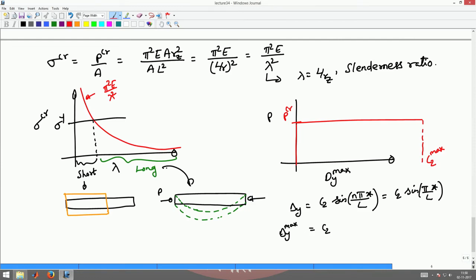Now, if I go to the second mode, then also it will be C2 max, but that value will be different from this value; it will show a much larger deformation. This is P critical 2, which is 4 pi square E by lambda square. This is P critical 1, which is pi square E by lambda square. Now, it will show a much larger deformation. So, this is how the deformed shape will look, the mid-span deflection.